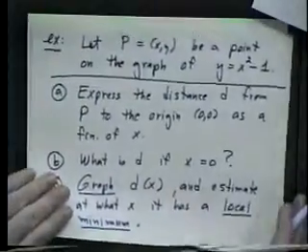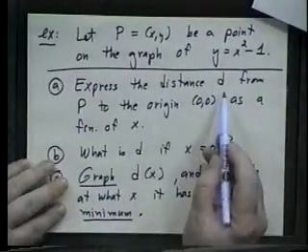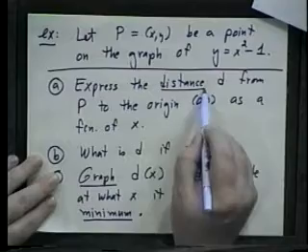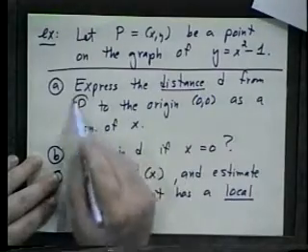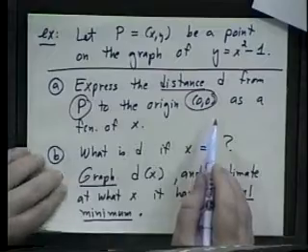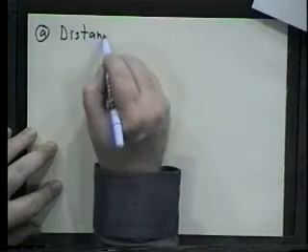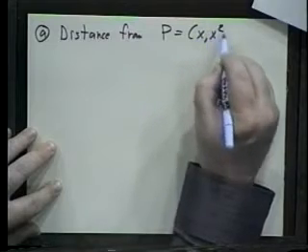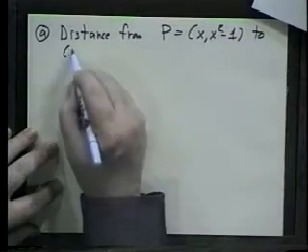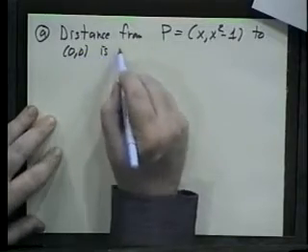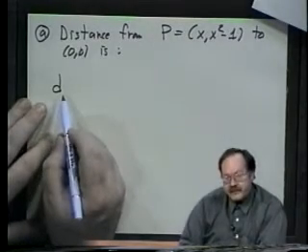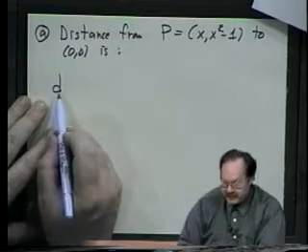Question A. We bring back the original problem here. Express the distance, d, from P to the origin as a function of x. Distance between this point P and the origin. I know how to find the distance. I have a distance formula. So let's see. Distance from P, which remember we've rewritten as x, x squared minus 1, to 0, 0 is, and this is the distance d. Now I hope to write this as a function of x, but I don't know that it is yet. So let me just pause and leave it as a d.